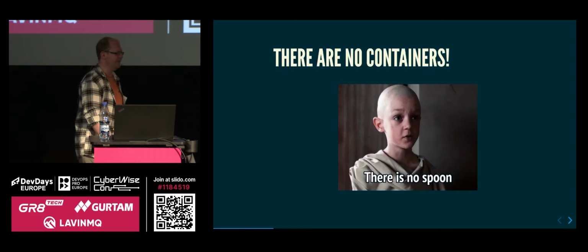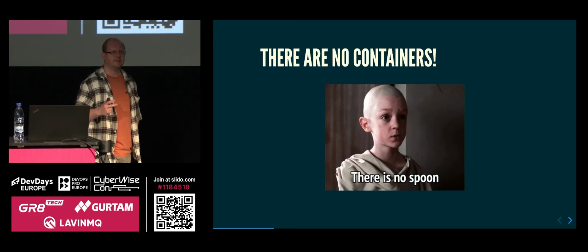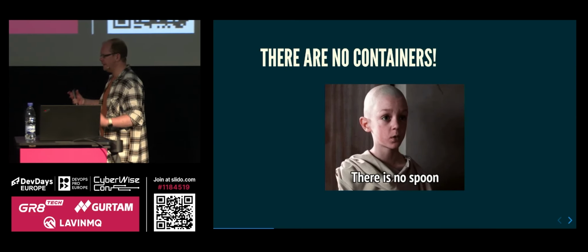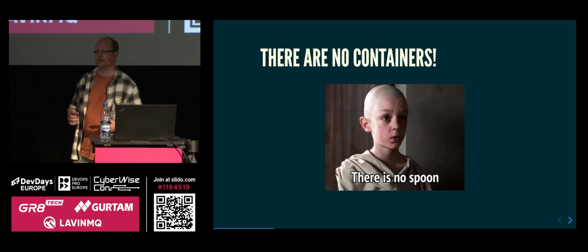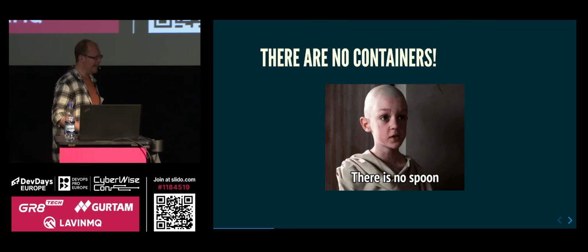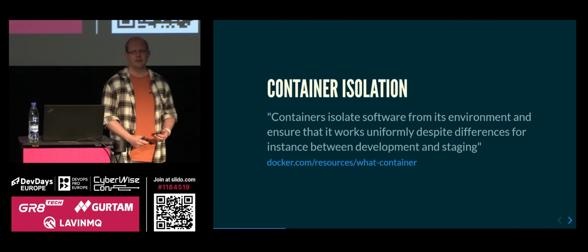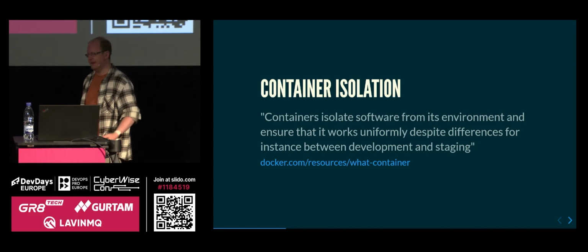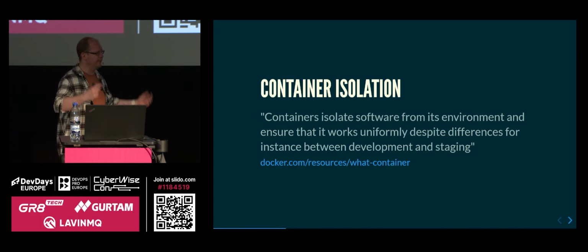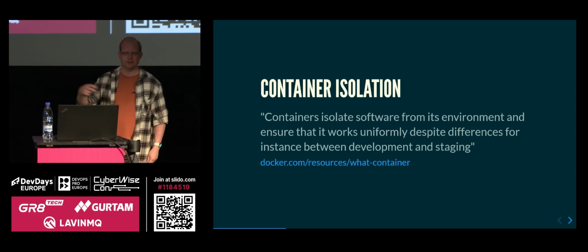And the first thing I want to mention is there is no spoon. There is no such thing as a container. They aren't a thing. They don't exist. Now, it gets a little bit confusing because if you look in Docker and say docker container ls, it'll show you a load of containers. But there aren't actually a thing. All they are is processes running on a host. And they are isolated from their environment, as it says here from the Docker website, to ensure that it works the same manner regardless of where it's deployed: staging, pre-production, production, QA.